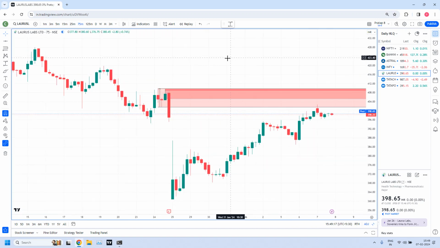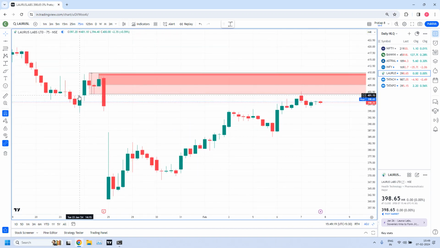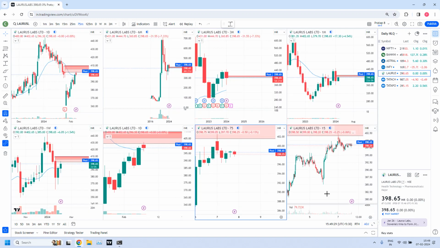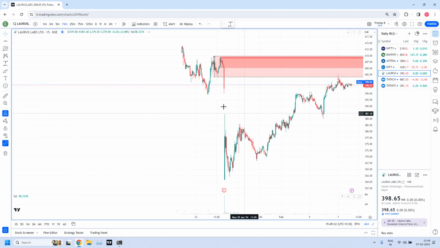This is the zone, 75-minute zone. We have a rally, 3 base candles and a drop. Today prices entered into the zone, but it did not reach the fine-tuned area. How we fine-tuned? From the 75 minutes, we changed the time frame to 15 minutes.